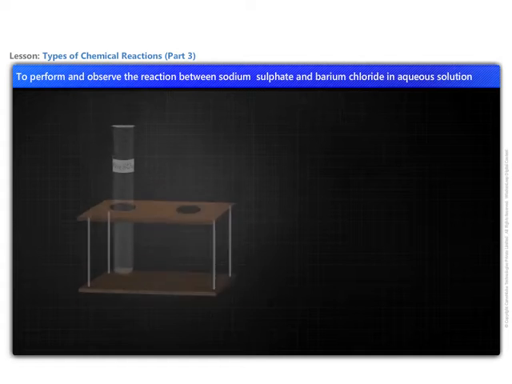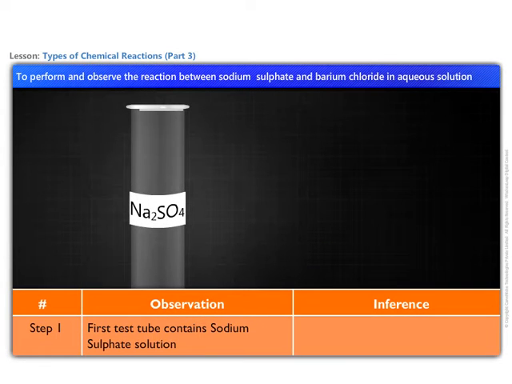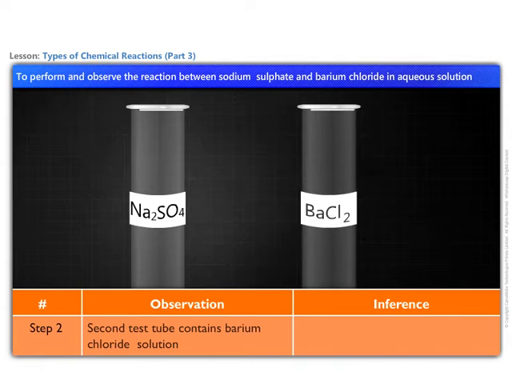To perform and observe the reaction between sodium sulfate and barium chloride in aqueous solution, take 10 ml solution of sodium sulfate Na2SO4 in a clean test tube. We infer that the solution of sodium sulfate is colorless. Take 10 ml solution of barium chloride BaCl2 in another test tube. Solution of barium chloride is colorless too.